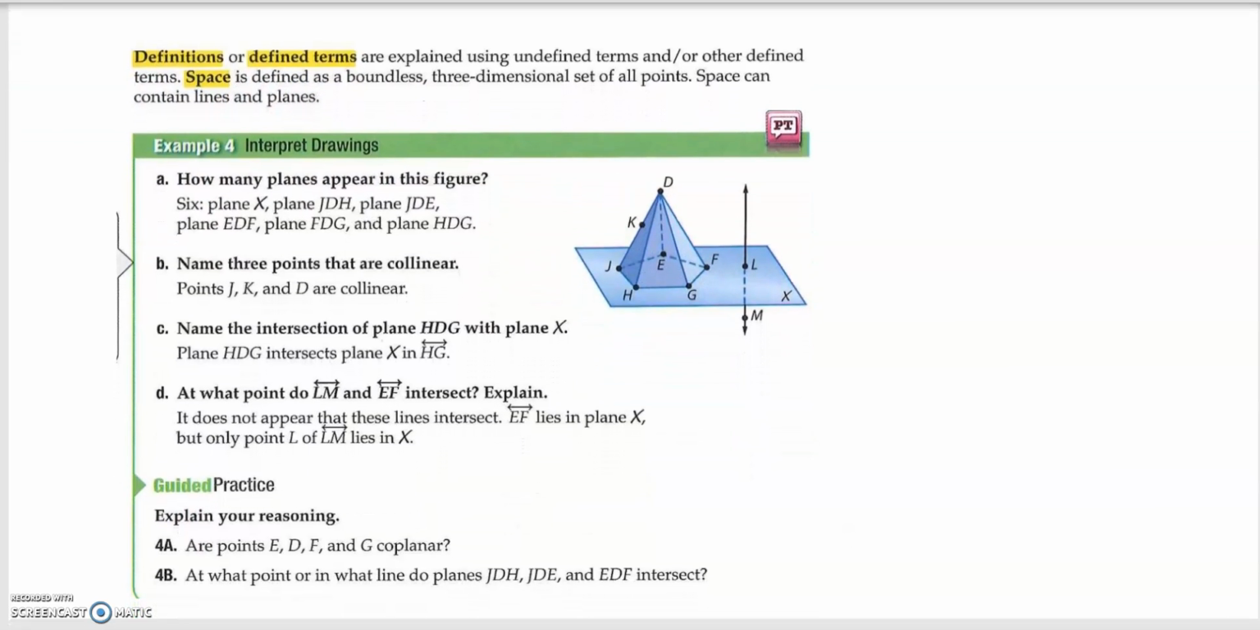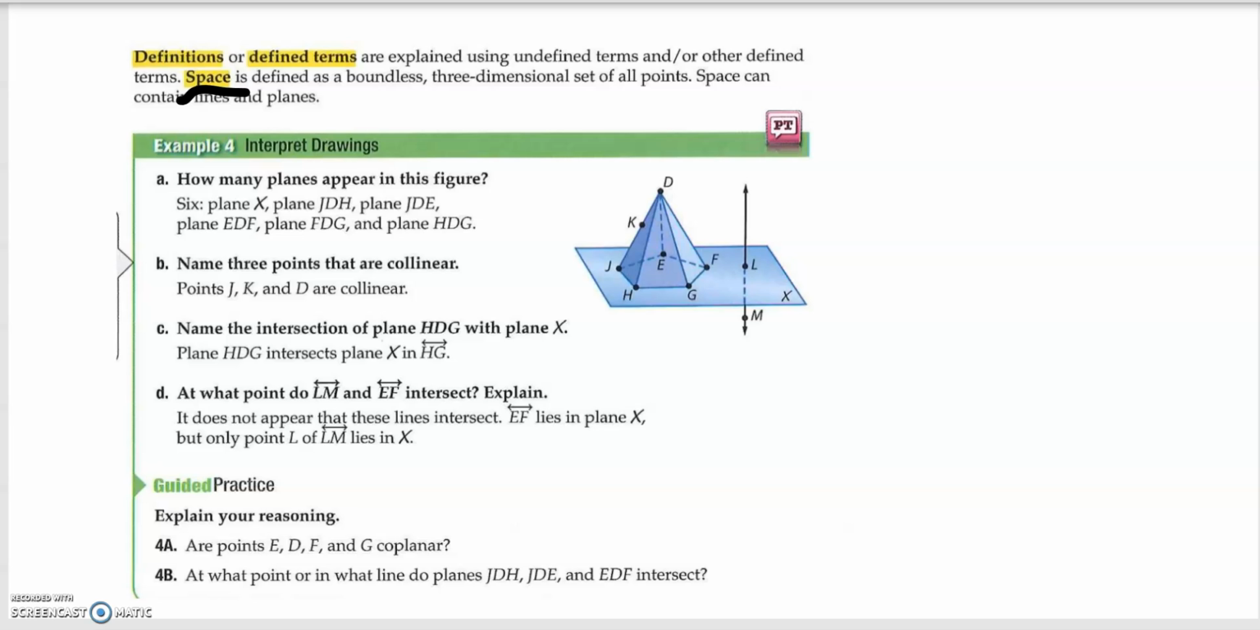Definitions are explained using undefined terms and other defined terms. So we get definitions from terms that we've previously either defined or at least talked about. So if I asked you, what are the 3 undefined terms in geometry? You should know that. That question's on the board, by the way. What are the 3 undefined terms?